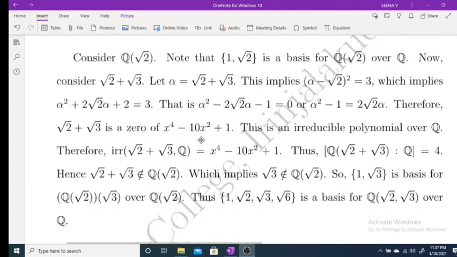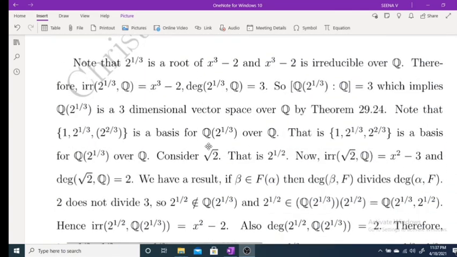Just recall theorem 29.24. It says that if the degree of α over F is equal to n, then F(α) is an n-dimensional vector space over F. We have that result. Using this result, we get Q(2^(1/3)) is a three-dimensional vector space over Q. So what about the basis?